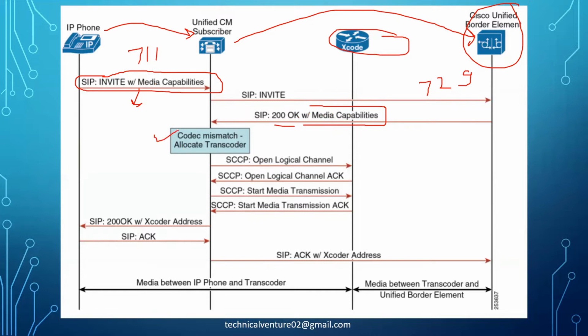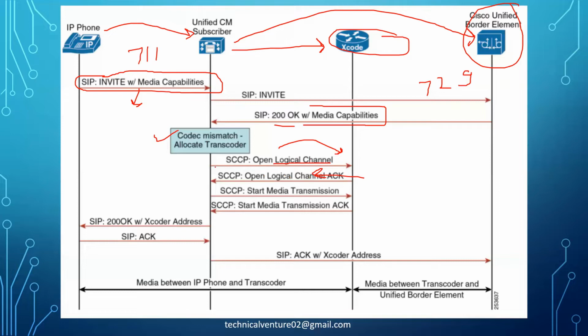If there is a codec mismatch, Unified CM will invoke this transcoder. As you can see, it will reach out to the transcoder and open the logical channel. As soon as it reaches the transcoder, the transcoder will check, okay, I have the sessions I can work on, and these sessions we can configure on our gateway. Once we are configuring the codec, then we can configure the maximum number of sessions. As soon as it sends this request to the transcoder, it will open the channel and the transcoder will acknowledge.